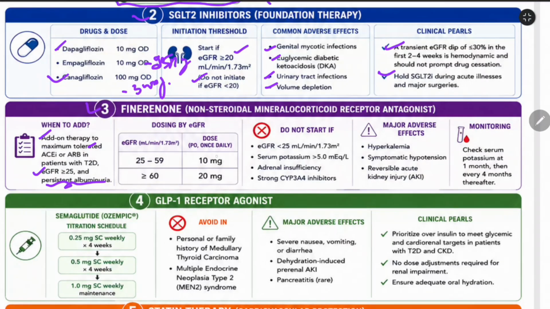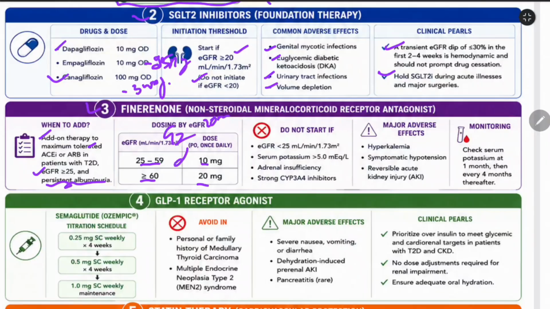How to start? The dosage is 10 and 20 mg. If the eGFR is between 25 and 60, then the dosage is 10 mg. And if the eGFR is equal to or more than 60, then the dose is 20 mg. That means if the patient has G2, then the dosage is 20 mg.